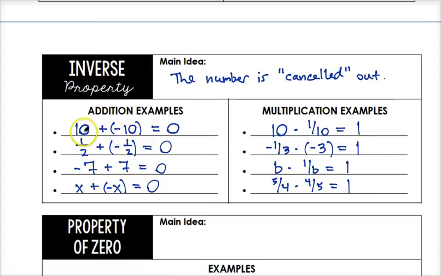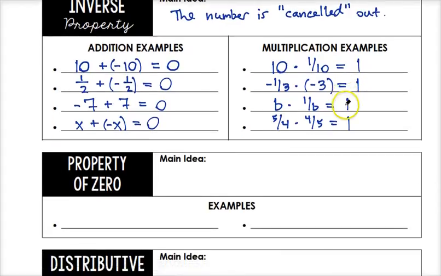Okay, so opposites involve just changing the sign and adding those numbers together. Reciprocals involve flipping the numerator and denominator, but the signs stay the same. So anytime you get an answer of 0 when adding or an answer of 1 when multiplying, that's an example of the inverse property.